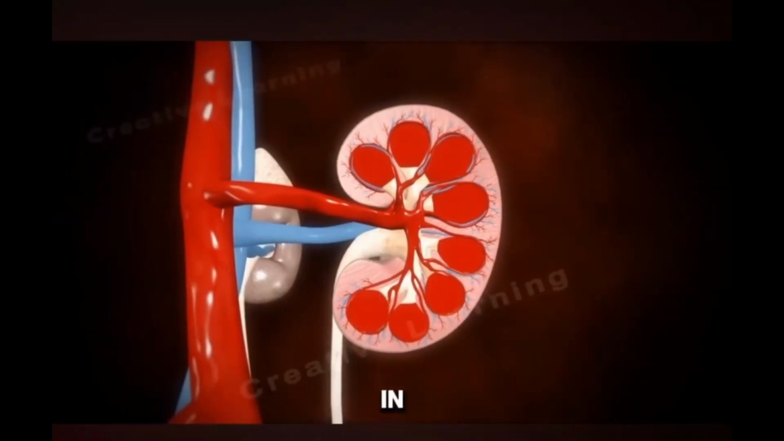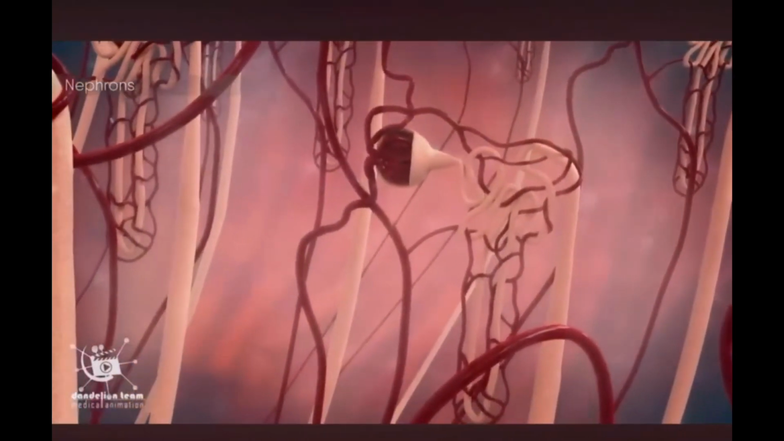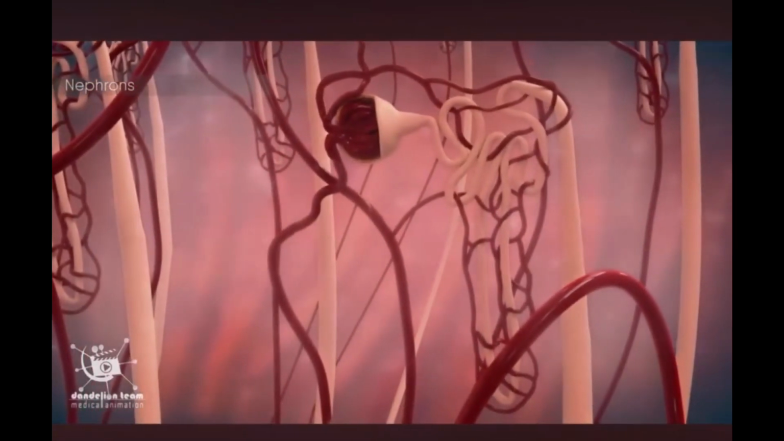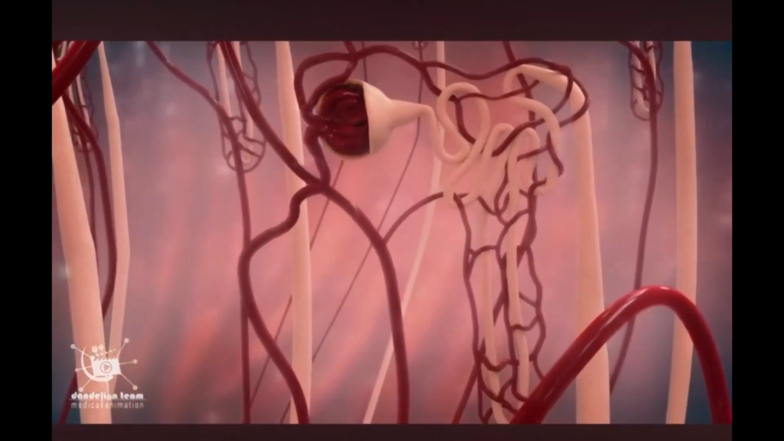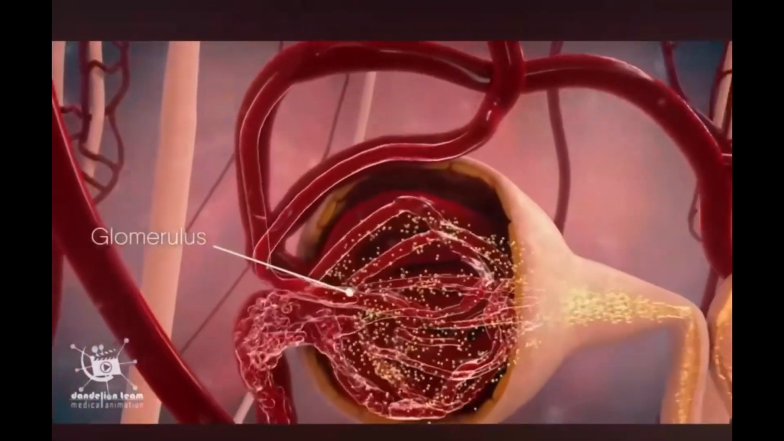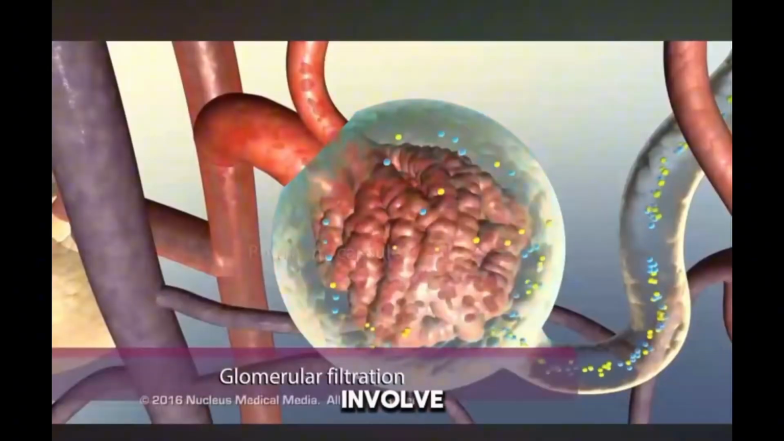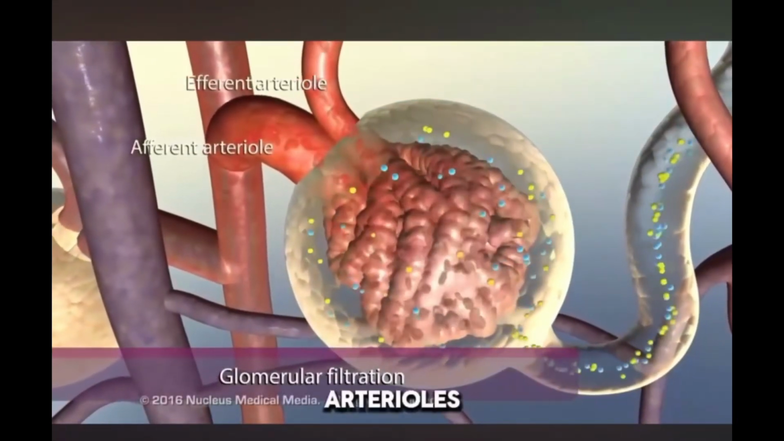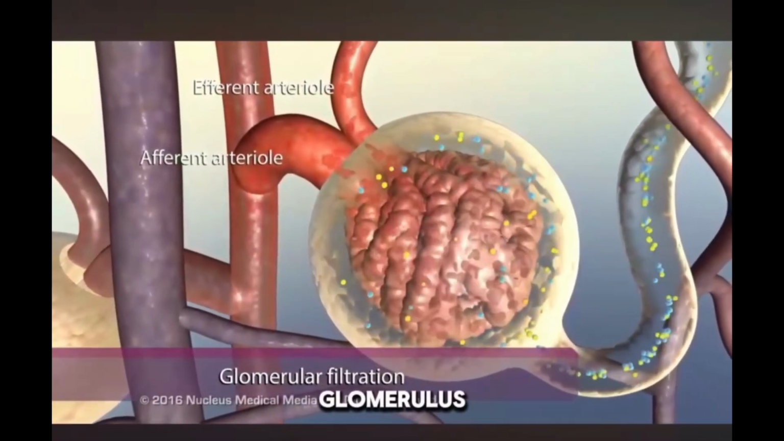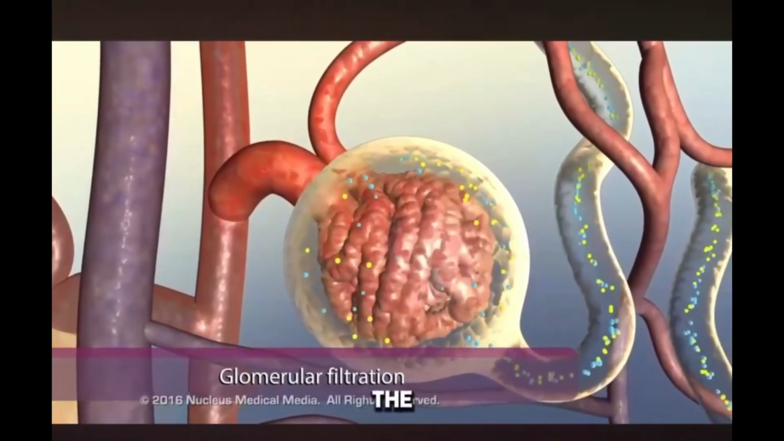This process begins in the structure known as the glomerulus, where smaller molecules are filtered from the blood into the Bowman's capsule. This filtration process involves the afferent and efferent arterioles. The afferent arteriole, which carries blood into the glomerulus, is larger than the efferent arteriole, which carries the blood away.